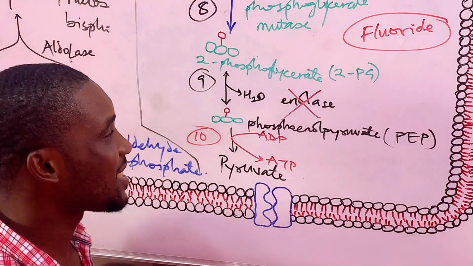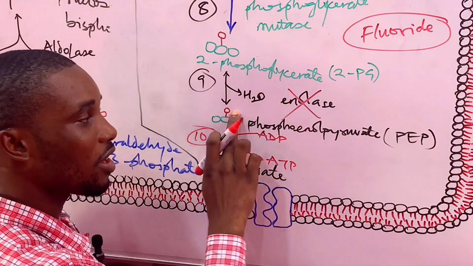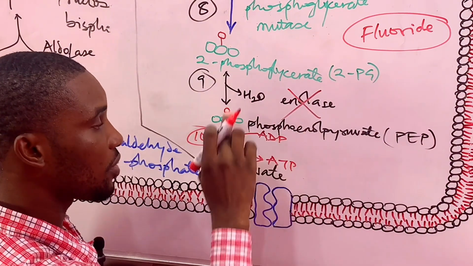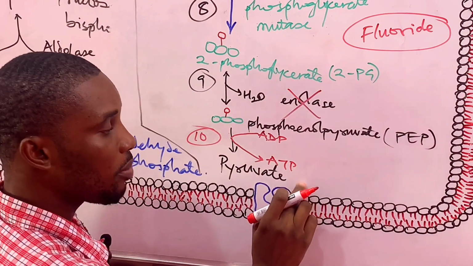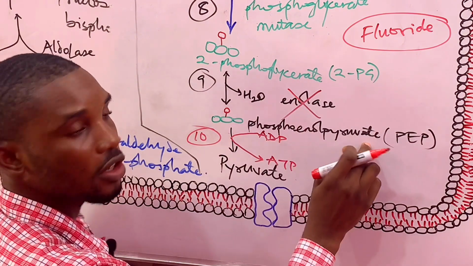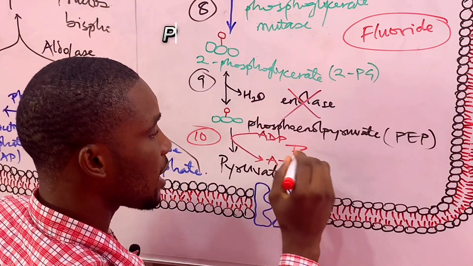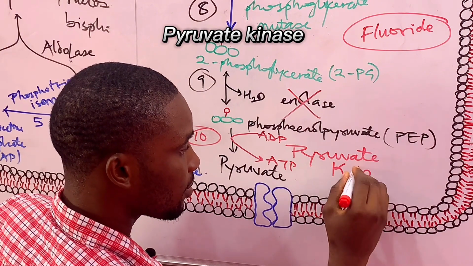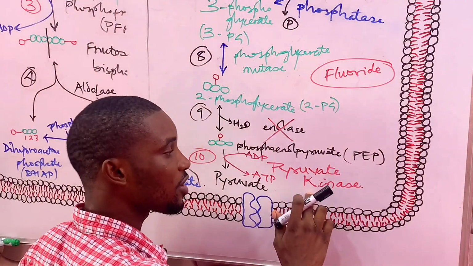It's a kinase. Remember, we have our phosphate over here. We see our phosphate over here at position 2, right? So it's a phosphoenolpyruvate, and then we will form a pyruvate by yanking off a phosphate from phosphoenolpyruvate. So this will be a what? Kinase. Pyruvate kinase.